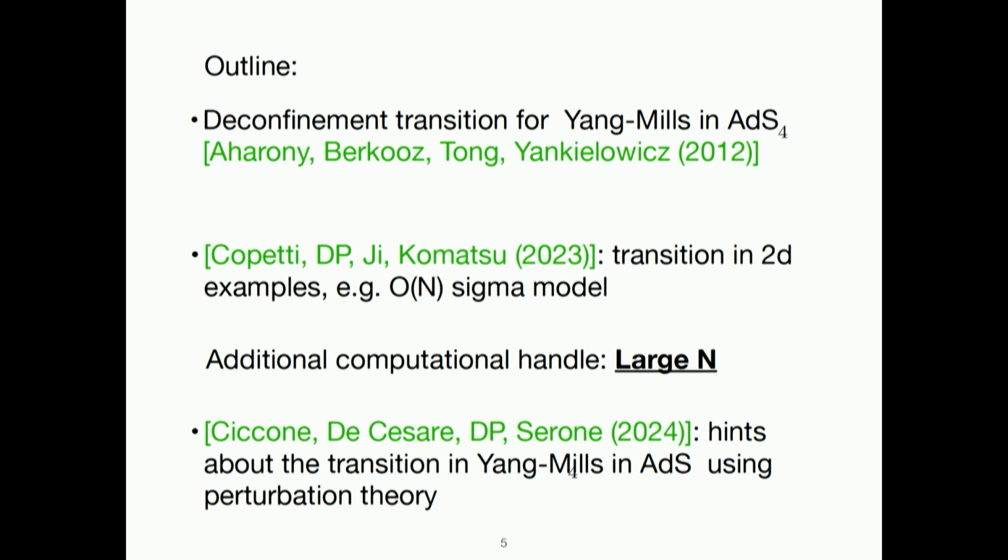Then I will review this paper from 2023 that I wrote in collaboration with Christian Copetti, Ziming Ji, and Shota Komatsu. Motivated by this confinement-deconfinement transition, we studied some toy models in 2 dimensions to understand better the nature of the transition, like, for instance, sigma models. And the nice thing in this toy model is that you have an additional computational handle, which is the large N limit. And finally, I will go to the more recent paper. In this more recent paper, what we did is to simply use perturbation theory, starting from the g = 0 free limit, to get some hints about the nature of this confinement-deconfinement transition.